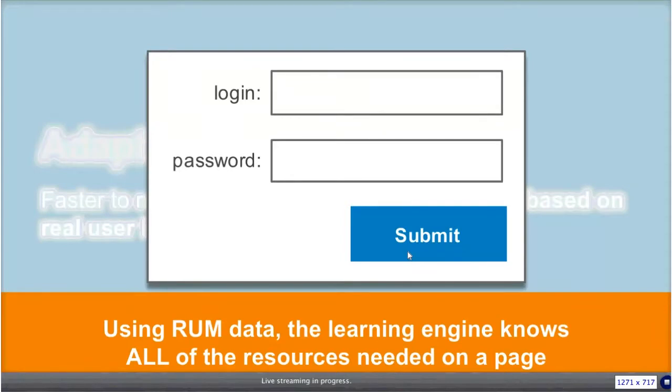By capturing all the RUM data, the learning engine really knows about everything that's happening on that page. This includes what the resources on the page are, what order they're loaded in, and how long it took to load them. And we see this across different devices and different geos. So we can take all of that data and start making smart decisions on what we can apply to that page.